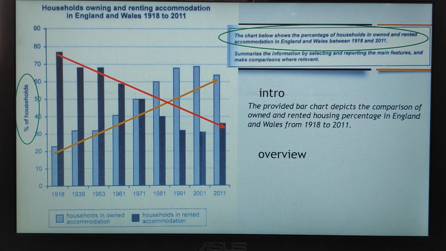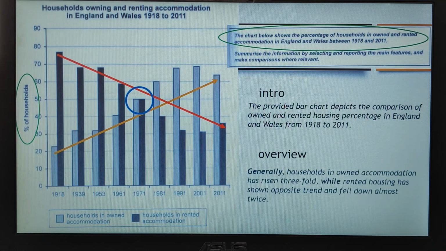And the outstanding data. What is the most outstanding data in this chart is that in 1971, both of these items showed the same percentage. So this is the outstanding data. So these are 3 things that you need to show in the overview, and it will look like this.